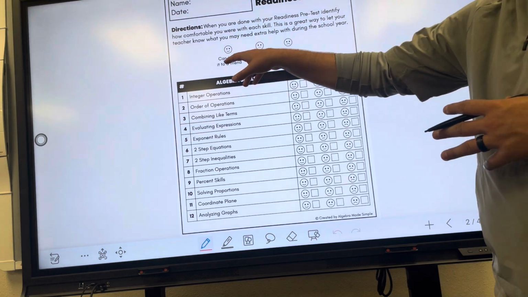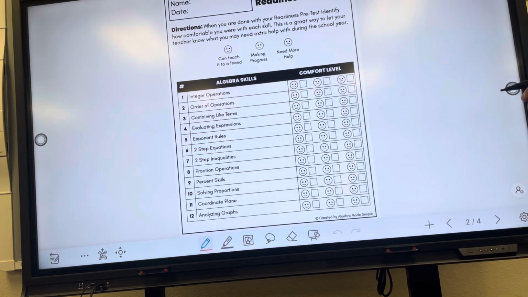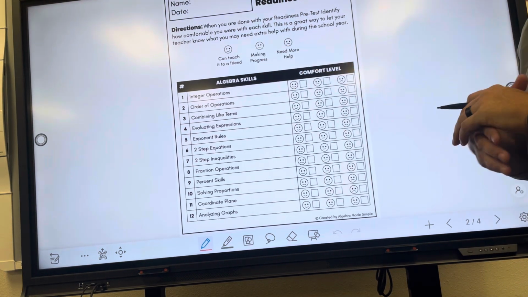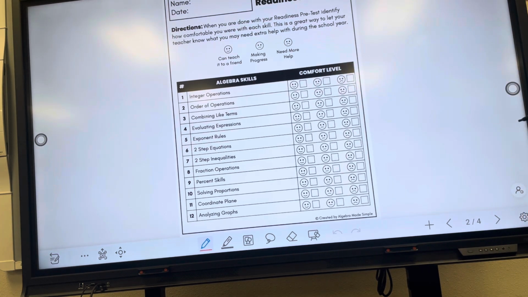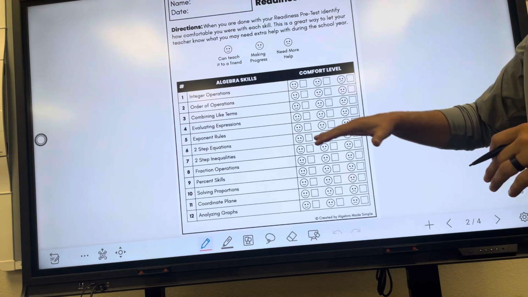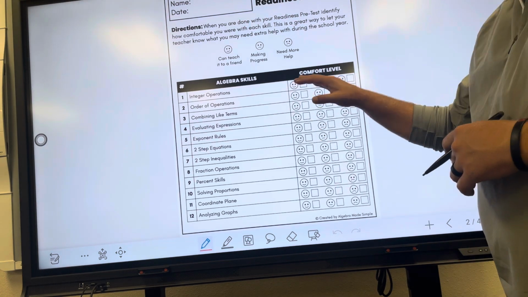So again, this face right here means you can teach it to a friend, so you know it well enough. The straight line face, making progress. The unhappy face, need more help. Okay, and then it goes through all the different questions here, and you'll rank them.